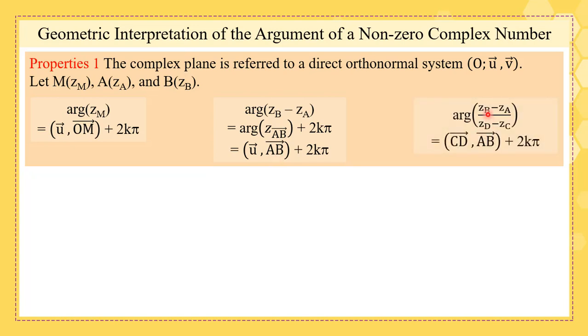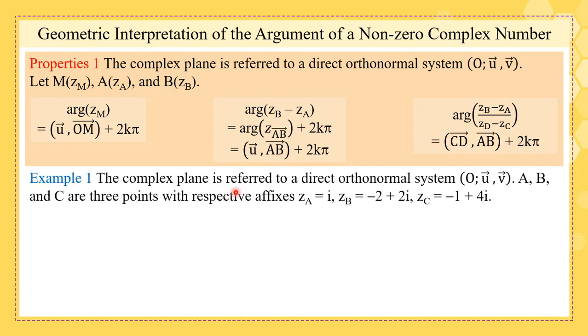And the argument of Zb minus Za over Zd minus Zc is the oriented angle between the two vectors CD and AB. Pay attention here, we have to begin with the vector which is in the denominator, CD, and then AB. And pay more attention here also: in case we have only one letter, we have to add the origin O, we write OM, and in case we have two letters with a minus in between, we write AB.